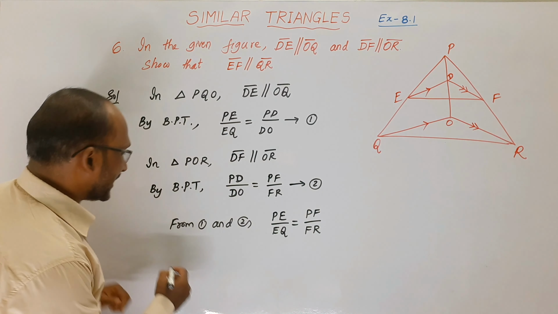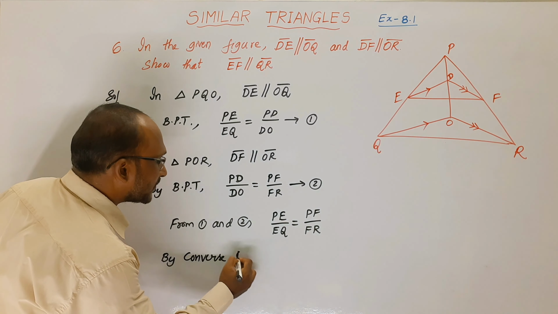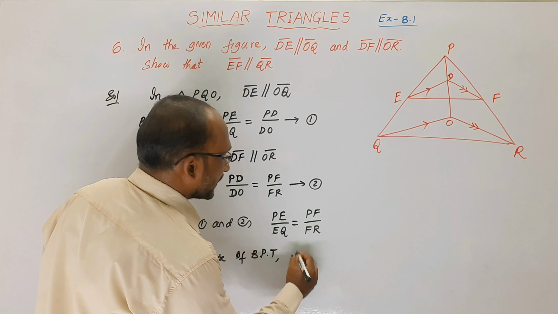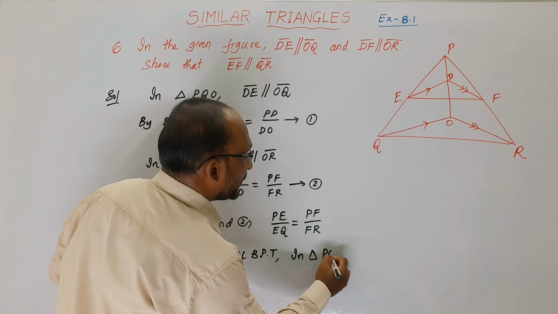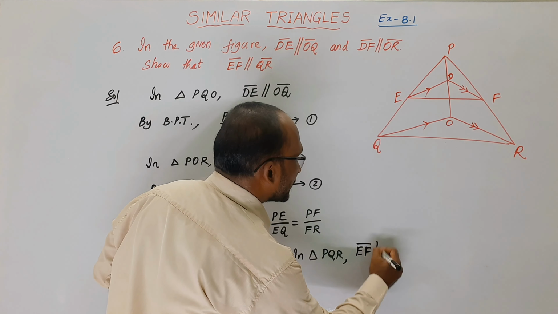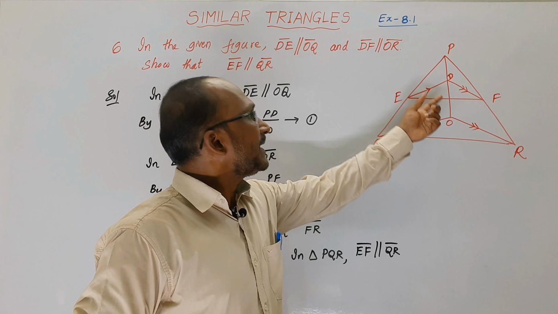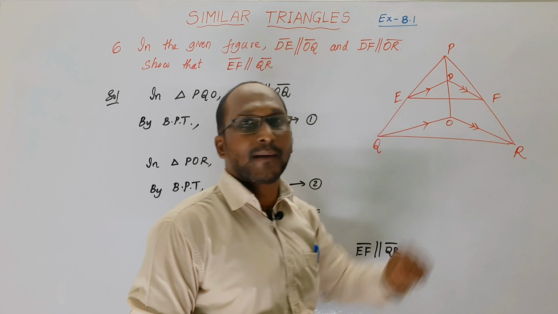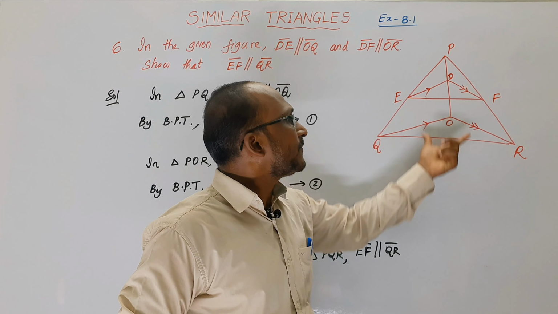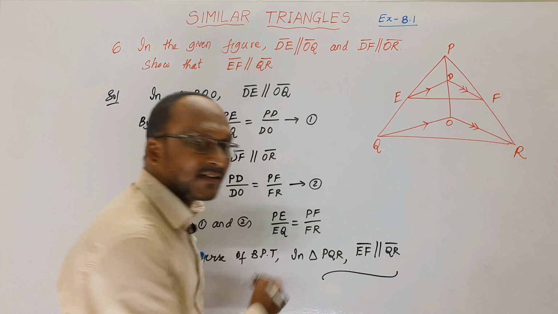So by converse of B.P.T, what can we say? In triangle PQR, EF is parallel to QR because EF is dividing these two sides PQ and PR in the same ratio. That's why here we can say that EF must be parallel to QR. This is the condition to be proved.